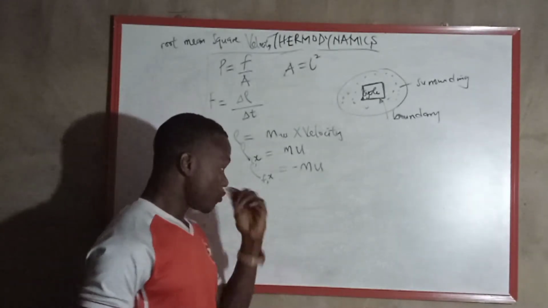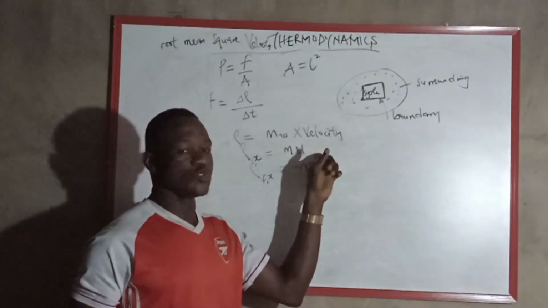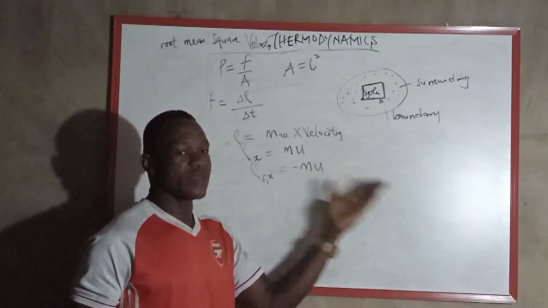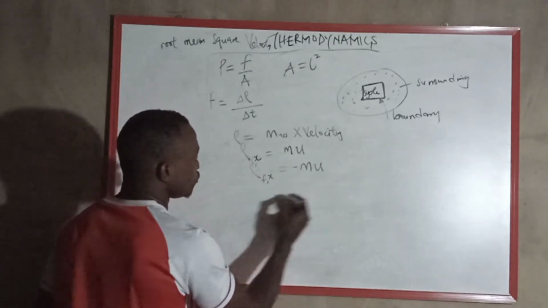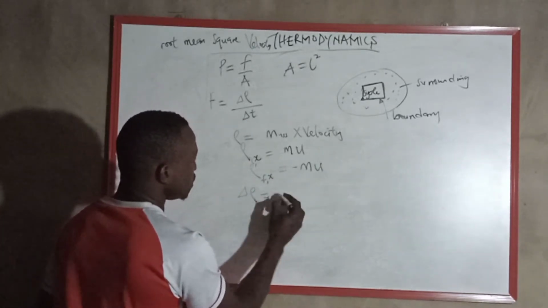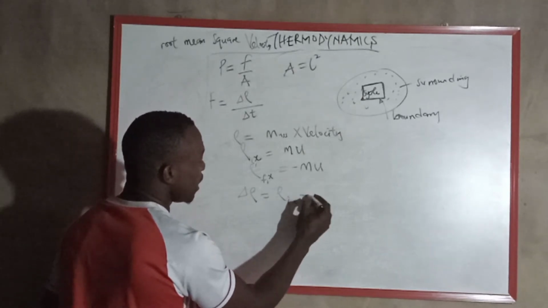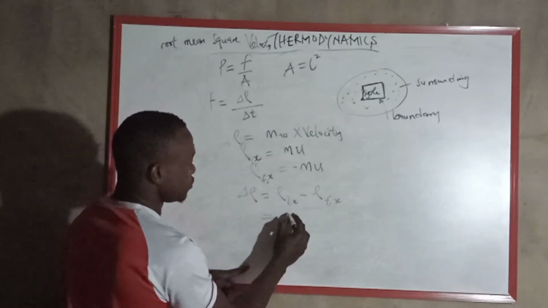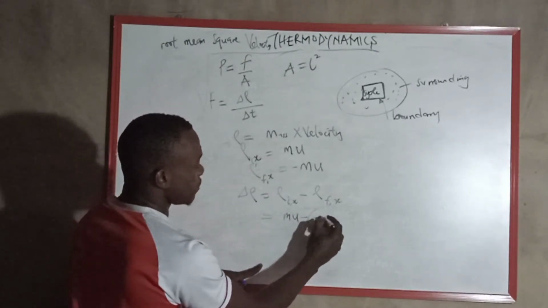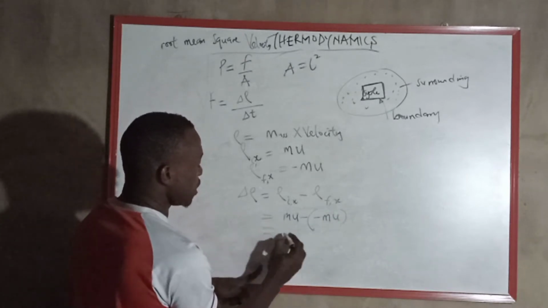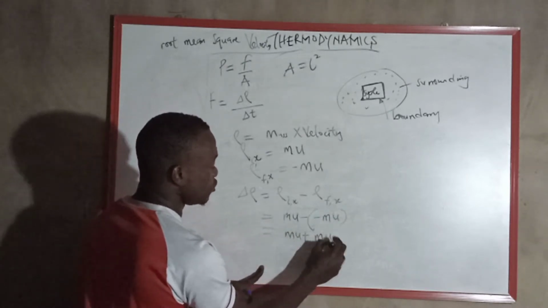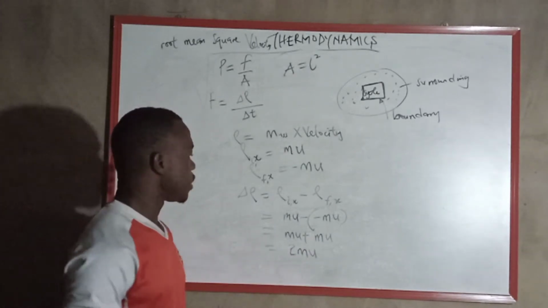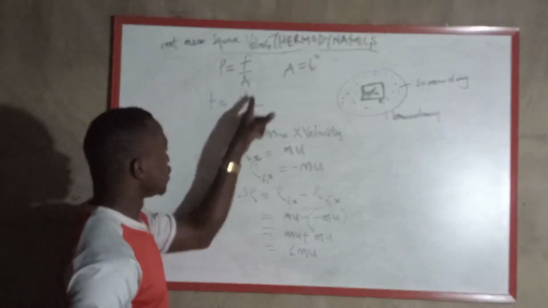So you see, when the particle moves towards the wall of the container, we have mu in the x direction. That is why I'm using u. Now, when the particle comes back, it becomes what? Minus mu. So change in momentum gives us the initial momentum minus the final momentum. What is the initial momentum? mu. What is the final momentum? Minus mu. So automatically we have mu plus mu, which will give us what? 2mu. So the change in momentum is 2mu.